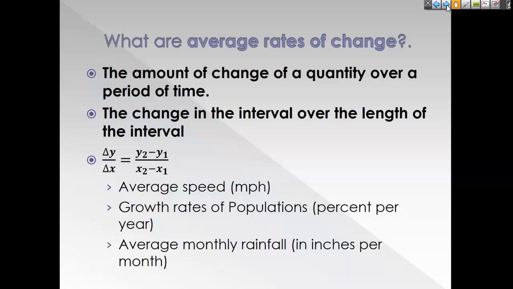The amount of change of a quantity over a period of time is known as an average rate of change. The change in the interval over the length of that interval, aka a more in-depth look at slope. Change in y over change in x. Average rate of change is good old slope.